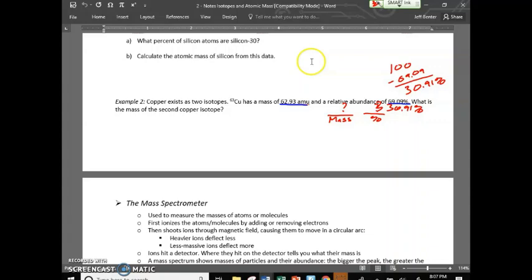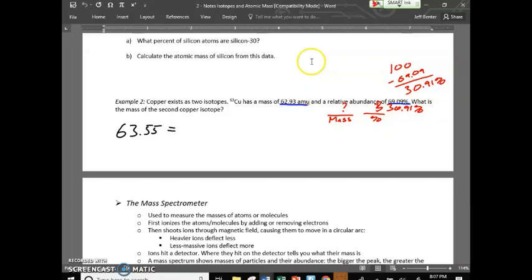But what's the mass of the other one? That's going to be a little bit trickier. We are missing a piece of information here, and that is the actual atomic mass of copper. What is the average mass of all copper atoms? We do actually know that because we know the periodic table. We always got that. And so we look on the periodic table, copper is number 29, but its atomic mass is 63.55. We're going to go ahead and write that. 63.55 is our atomic mass.